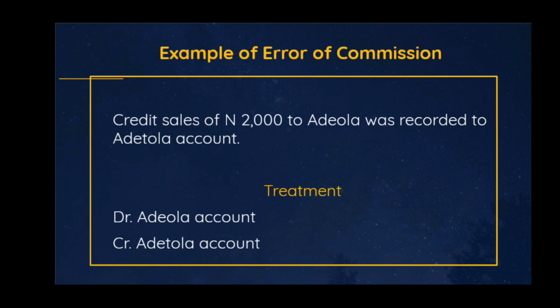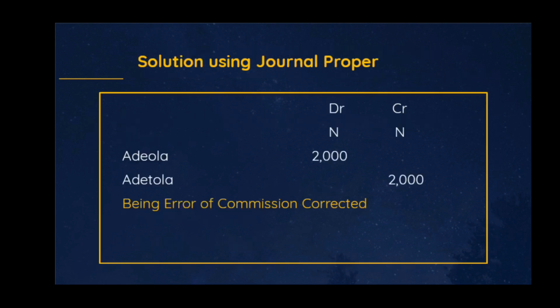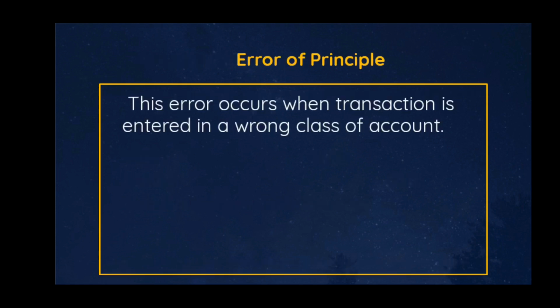Let's look at the journal entry. The journal entry will be: debit Adeola account 2,000 naira, credit Adetola account 2,000 naira. Being error of commission corrected. Let's look at the next error.